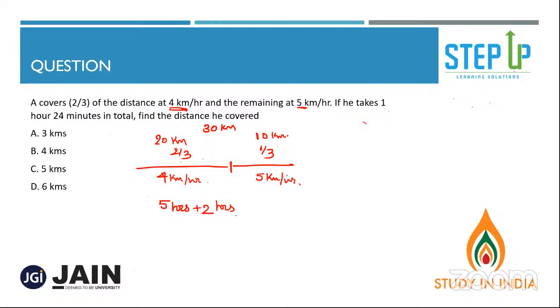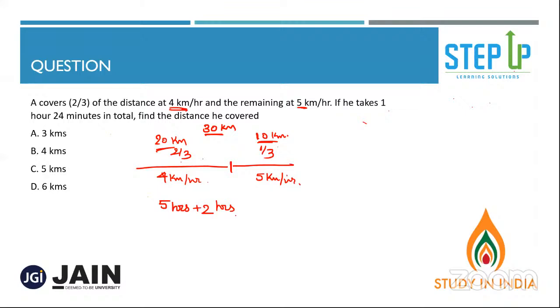What I have done, I have assumed the distance as 30 kilometer. Okay, Vishal. 2/3 of the distance at 4 kilometer per hour and the remaining at 5 kilometer per hour. So I assumed some number which has to be a multiple of 3. So I assumed 30 kilometer as my total distance. Now 2/3 of the total distance will be 20 kilometer and 1/3 of the total distance will be 10 kilometer. Is that clear so far? Can you reply quickly? Yes or no?